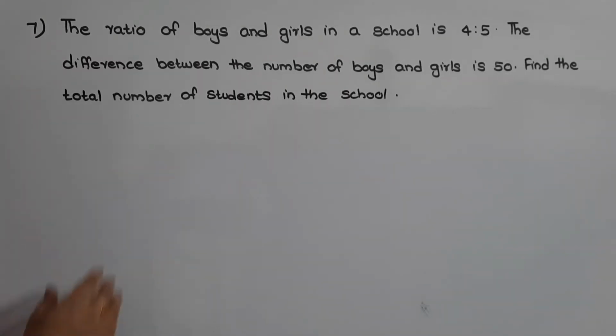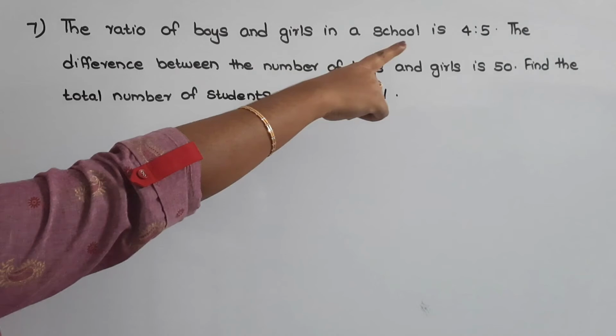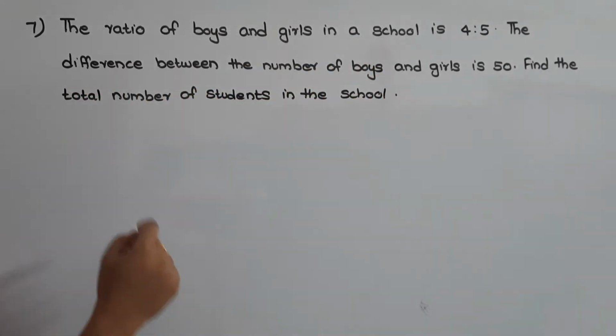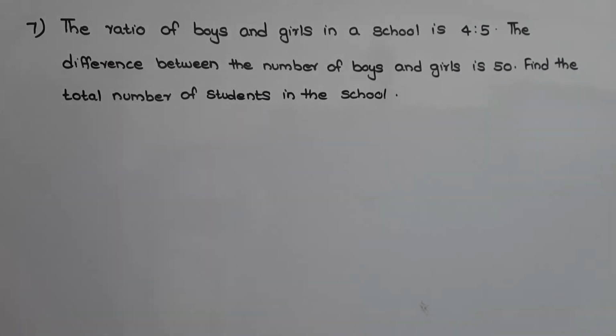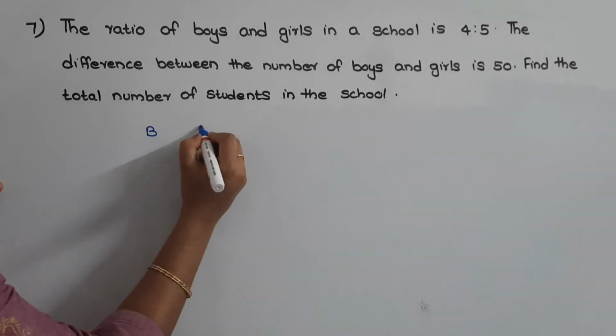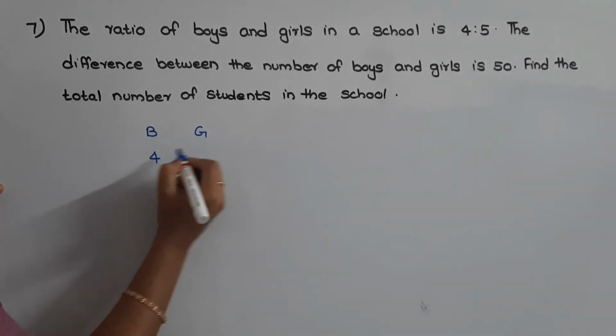The next question is, the ratio of boys and girls in a school is 4:5. The difference between the number of boys and girls is 50. Find the total number of students in the school. So in this question, they have given the ratio of the number of boys and girls in a school as 4:5.